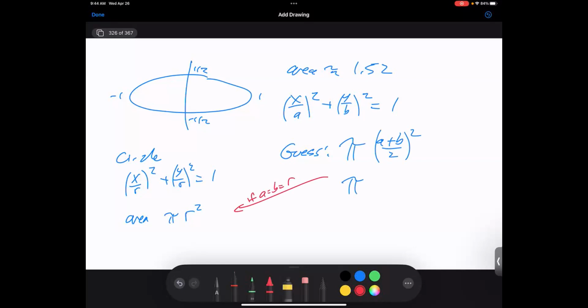So one possibility is (a + b)/2. There's something else that will give you pi, I'm sorry? Well, a squared over b squared if a equals b. Oh, okay. So if you do a squared or b squared, then that means one of them doesn't matter at all.